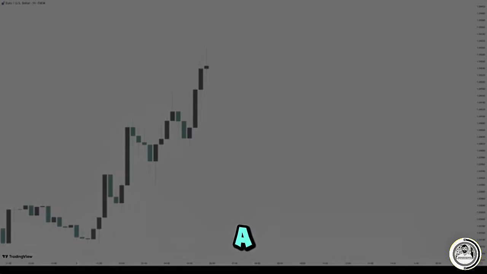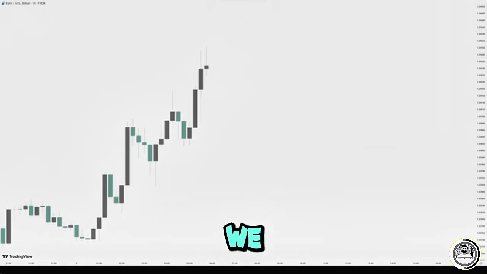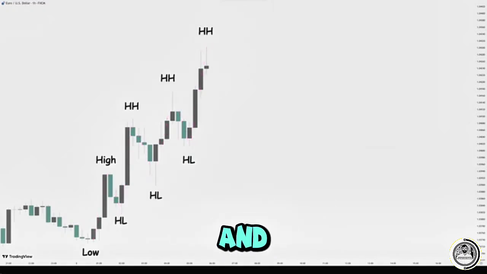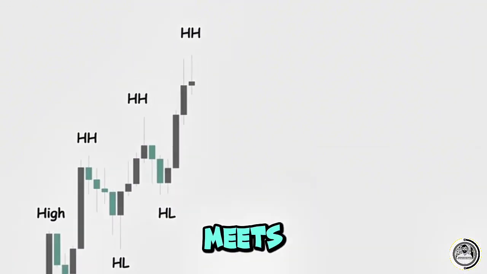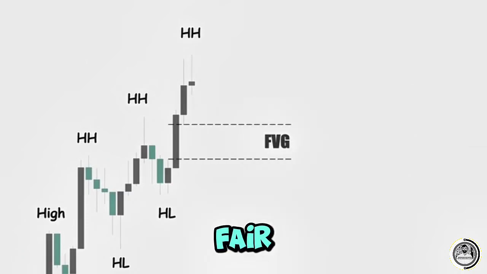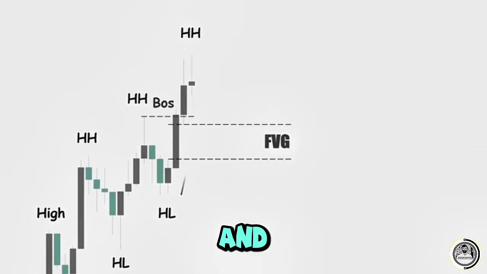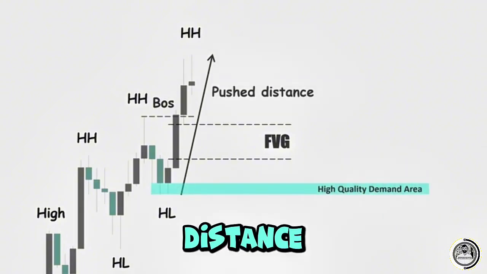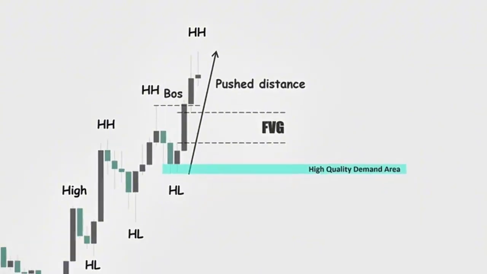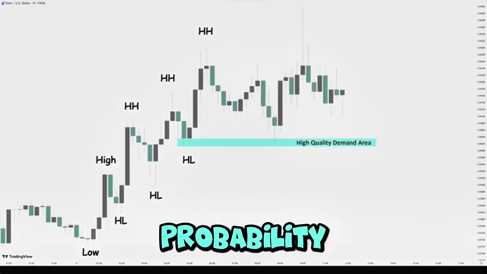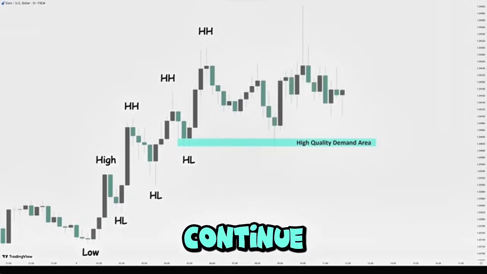Here is an example of a high-quality demand zone. If we draw the zigzag lines on the Euro-Dollar 1-hour chart, we will see highs and lows marked like this. The latest impulsive movement meets all the criteria for a high-quality zone. It has created a fair value gap, broken through the previous market structure, and pushed the price higher by a significant distance compared to previous moves. Once the price retraces back to this zone, there is a higher probability that it will reject this area and continue moving upwards.